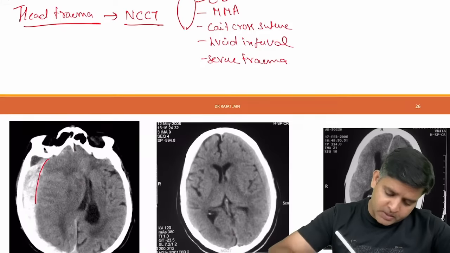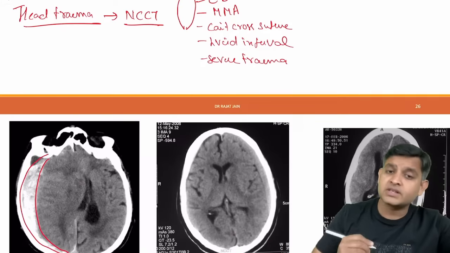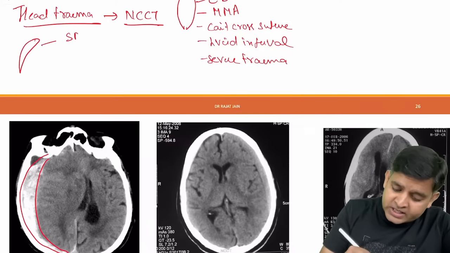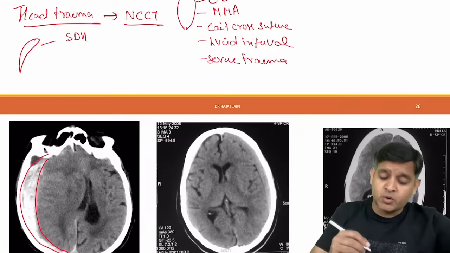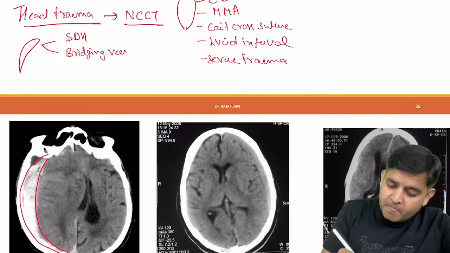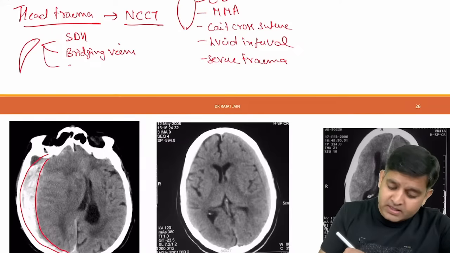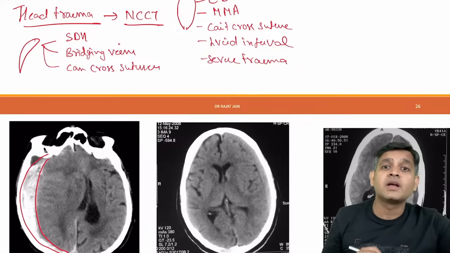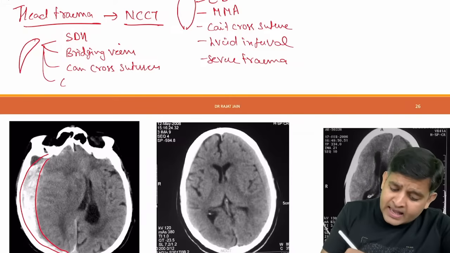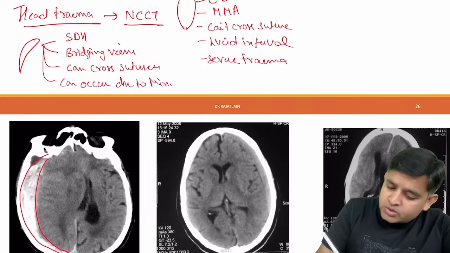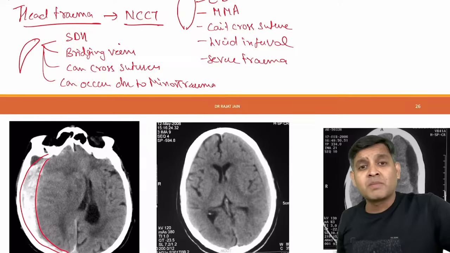If the shape of the hematoma is this, what shape is this? Crescent. Then what is the answer? SDH. What are the important points that you need to remember? It is because of the rupture of bridging veins. It can cross sutures, and it can occur due to minor trauma also.